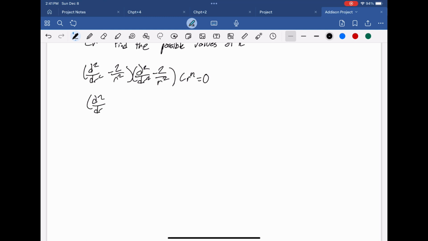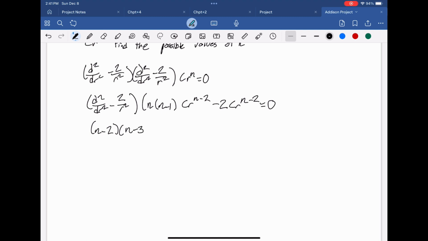Next, we are going to be substituting in the CRn. So the right side of this is going to become n times n minus 1 times CR to the n minus 2 due to the r squared, minus 2CR to the n minus 2. And the reason that these powers are to the n minus 2 is because n minus 2 is corresponding to the r squared that are in those terms. We're then going to simplify, and we're also going to expand the CRn into the other half of the equation, which gives you n minus 2 times n minus 3, CR to the n minus 4.